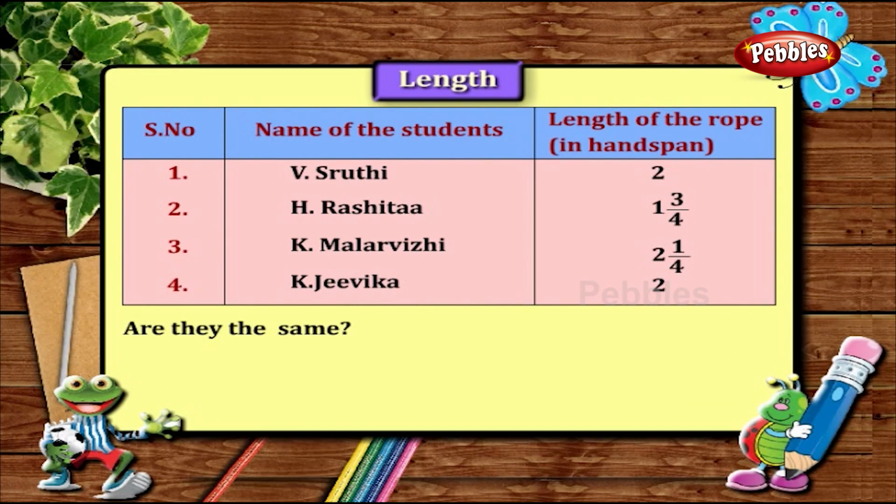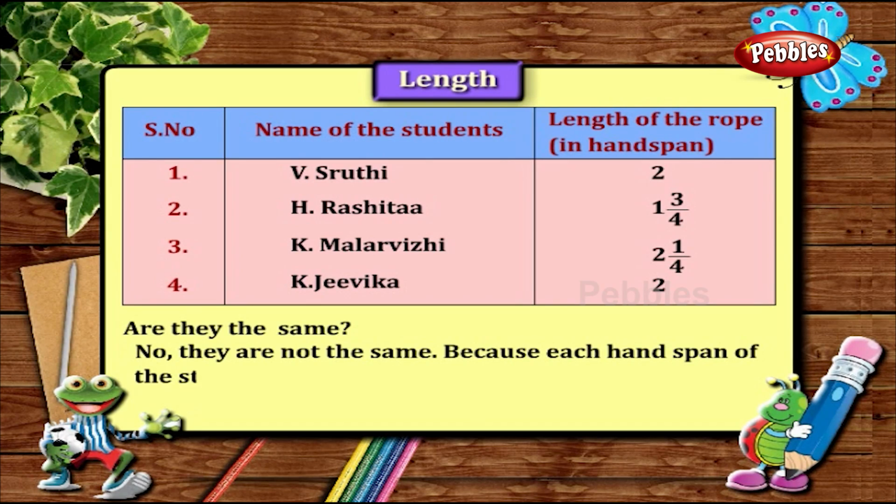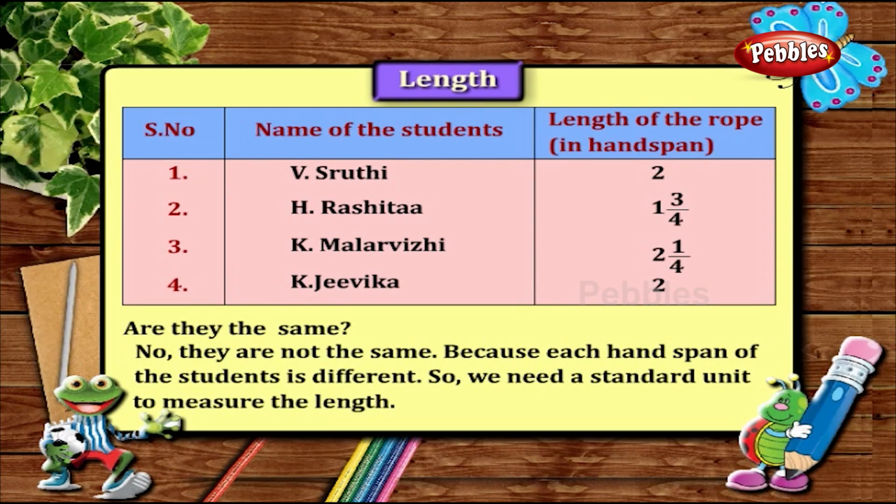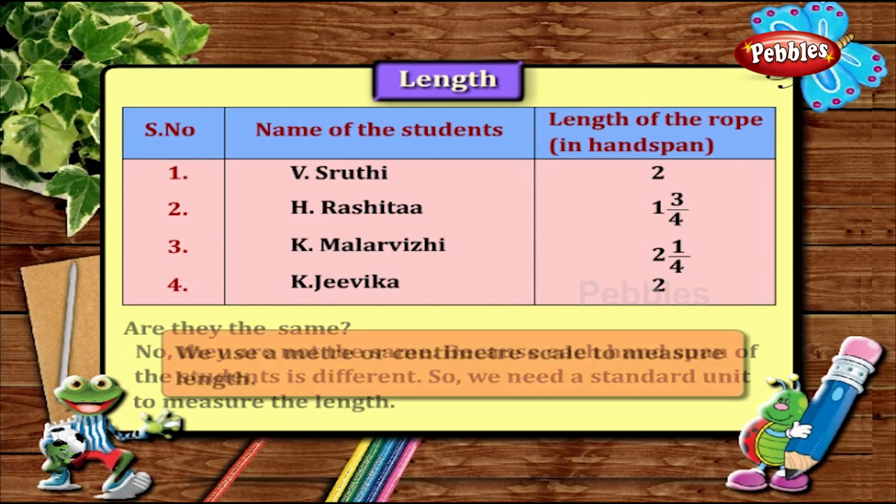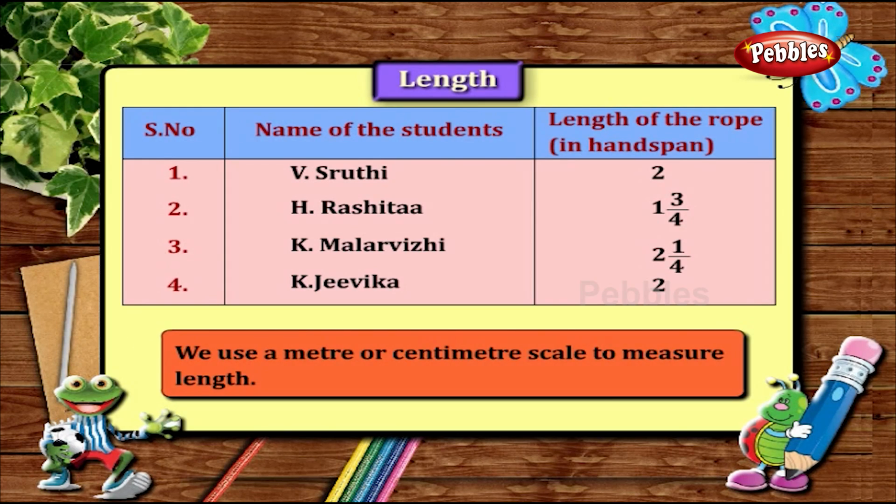Now look at these measurements. Are they the same? No, they are not the same. Why? Because each student's handspan is different. So, we need a standard unit to measure length. We use a meter or centimeter scale to measure length.